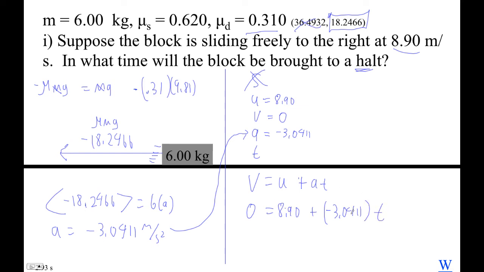Really it's just going to be this divided by that, but positive. Okay, so let's see. 8.9 divided by 3.0411 is 2.93 seconds. It's 2.92657, so I'm just going to say 2.93. Ta-da. Classic problem, eh?